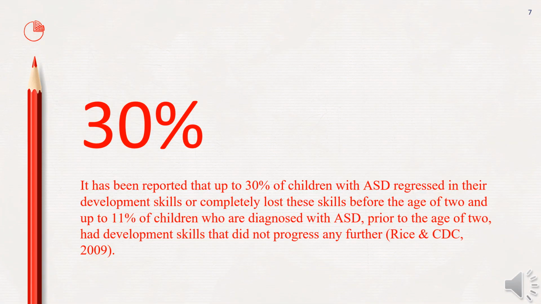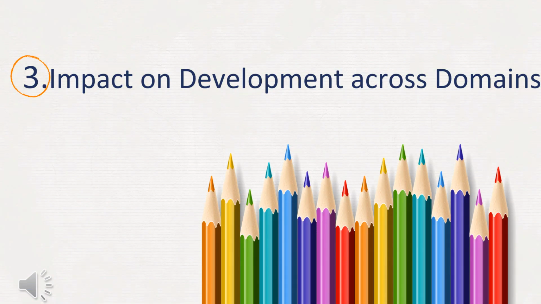It has been reported that up to 30% of children with ASD regressed in their development or completely lost the skills before the age of 2, and up to 11% of children who are diagnosed with ASD prior to the age of 2 had development skills that did not progress any further. Now we will look at the impact of the development across many domains, including health and physical, as well as social and emotional.